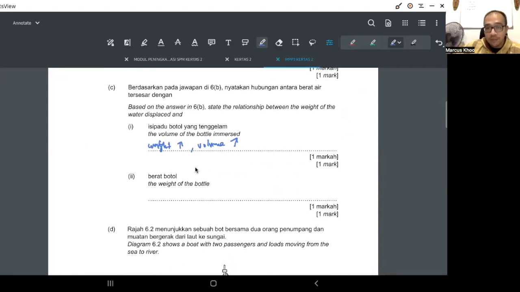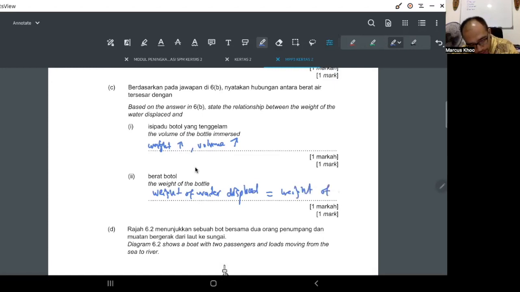According to Archimedes' principle, the weight of water displaced equals the weight of the bottle. Sorry, yes, equals the weight of the bottle. That's according to Archimedes' principle. Weight of the bottle is what is actually in this one.